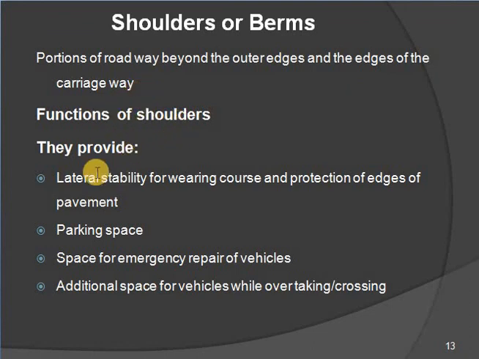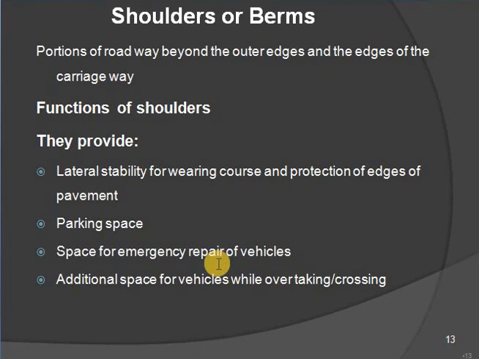The functions of shoulders are: they provide lateral stability for wearing force and protection of the edges of the pavement, and they provide parking space also. They also give space for emergency repair of vehicles. Obviously, if any vehicle has an emergency, we will stop it on the shoulder. And they give additional space for vehicles while overtaking or crossing, passing, or turning the vehicle from right to left. So these are the functions the shoulders serve on the roads.